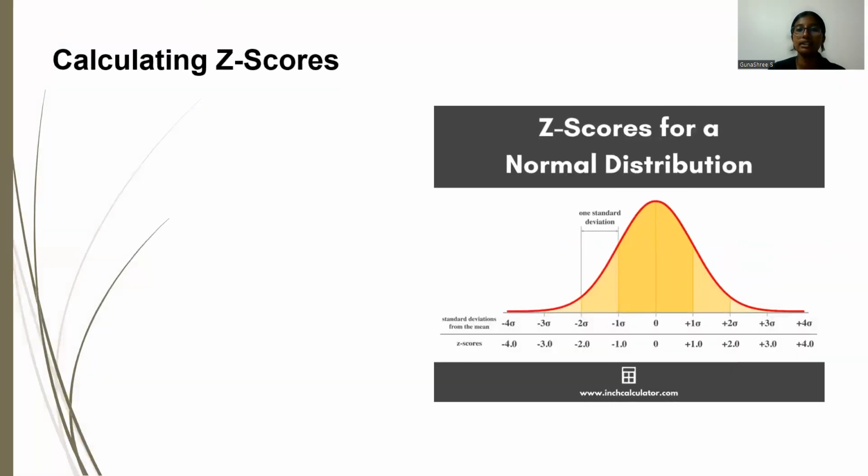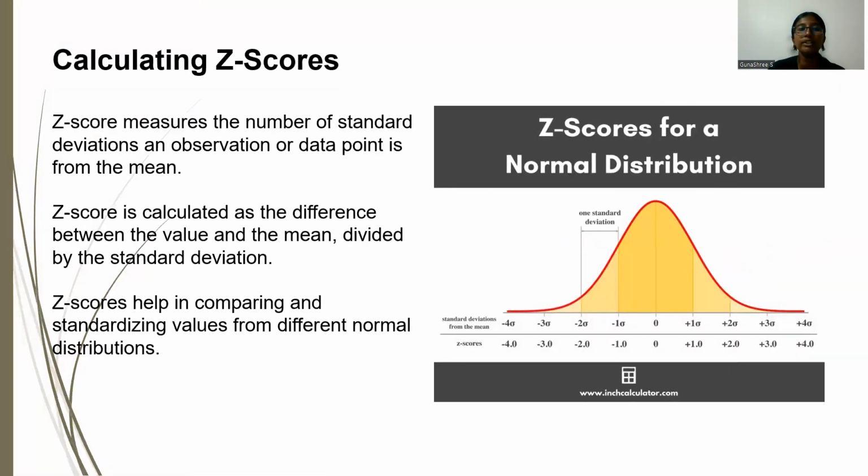How to calculate the Z score for a normal distribution. What does the Z score measure? It is basically the number of standard deviations an observation or data point is from the mean. It is calculated as the difference between the value and the mean divided by the standard deviation. What is the Z score helpful for? It helps in comparing and standardizing values from different normal distributions.